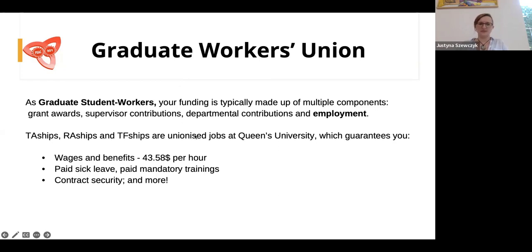This is the union that represents all of the teaching assistants, research assistants, and teaching fellows. My assumption is that people present in this meeting will fall in one of these three categories. The first slide is to show you the best things about PSAC and what it offers you. It offers you a $43.58 wage per hour. Also, thanks to being members of the union, we have paid sick leave, paid mandatory trainings, general contract security, and many other things, which I will talk about in greater detail later today.